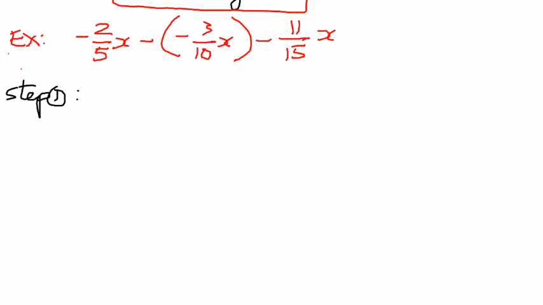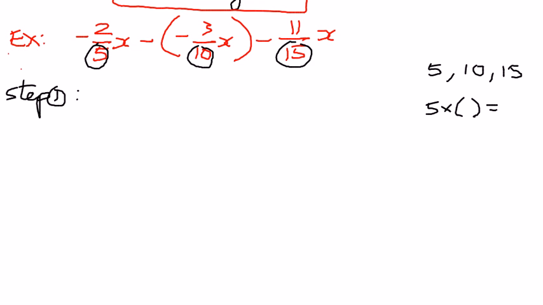We want to find a common denominator between 5, 10 and 15. The common denominator for 5, 10 and 15. 5 times what number is equal to a number? Let's say we'll call that number 30.